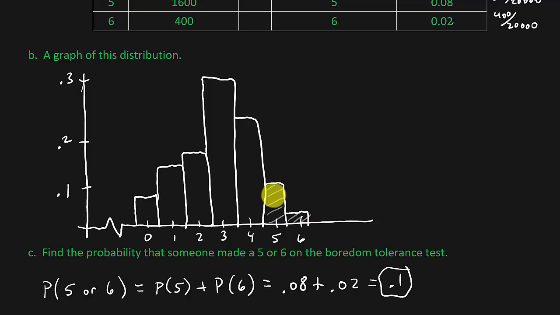That's the area of that rectangle. And same thing here, this width is 1. The height is 0.02. 1 times 0.02. So basically, we're adding the area up of these two rectangles here, and that can give us the probability also. All right. So that's probability distribution for a discrete random variable.